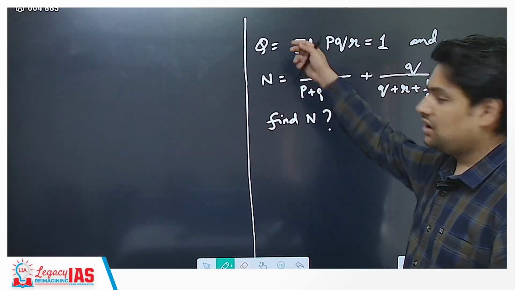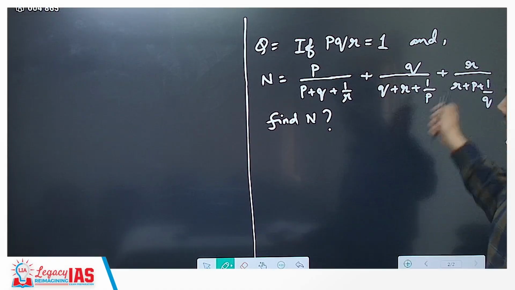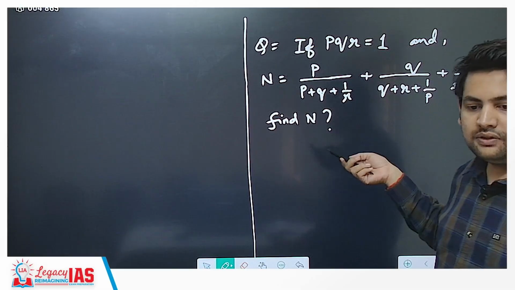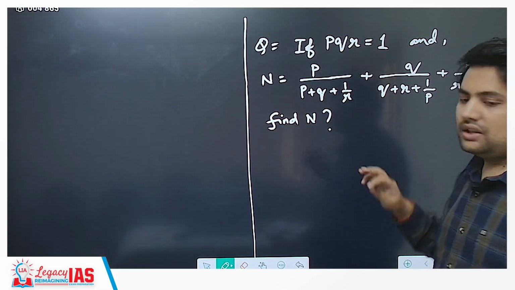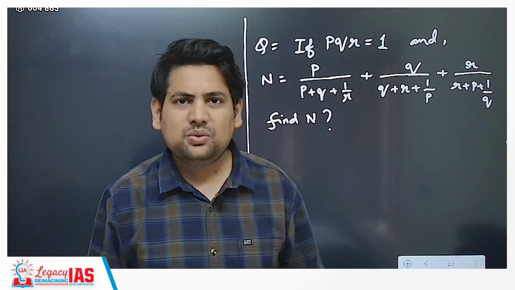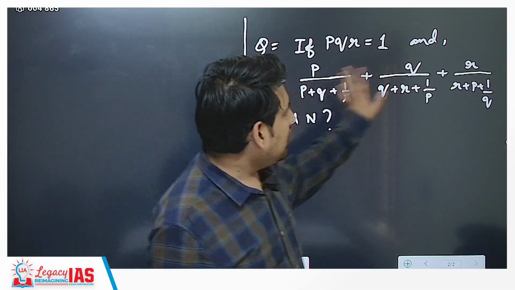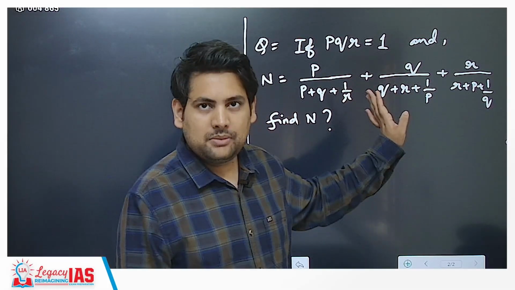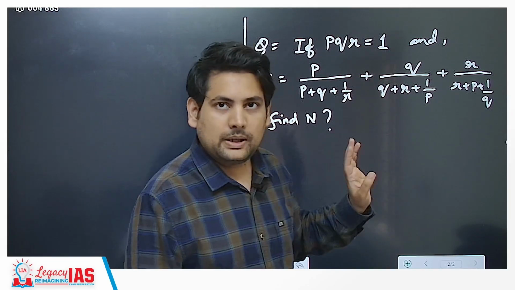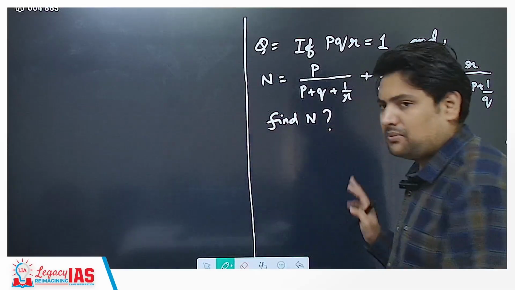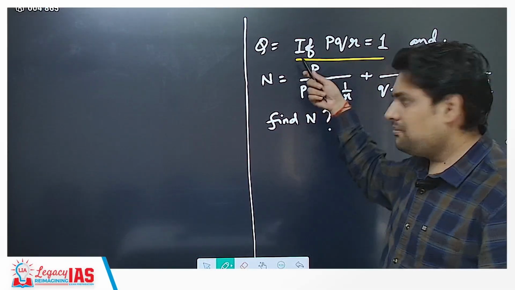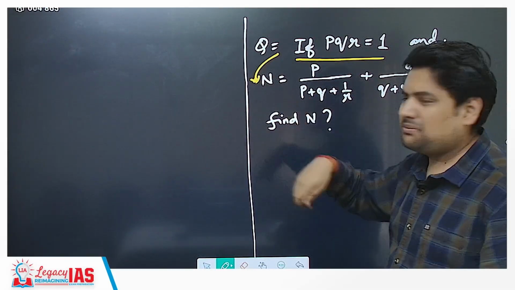For example, this question: if PQR is equal to 1 and N is equal to this, now everything is in variables. Now you need to find N, correct? The options that will be given to you for N will be like 0, 1, 2, 3, so they are numerals, but everything else is given to you in terms of variables. All these variables will somehow get cancelled out to eventually give you a number. These are conditional identities. So first is this condition, and then based on that you need to find out something else.